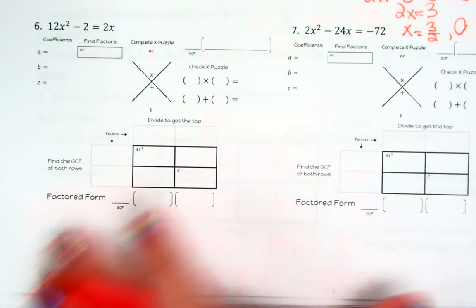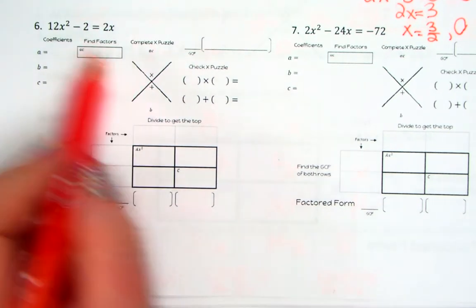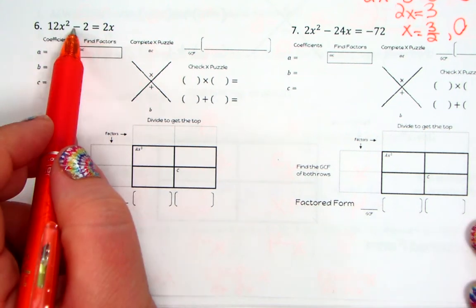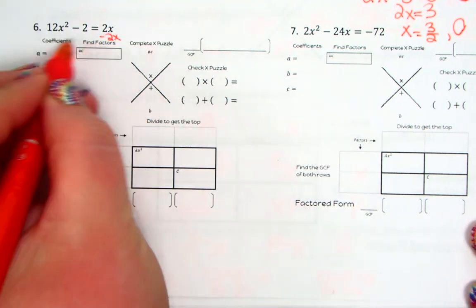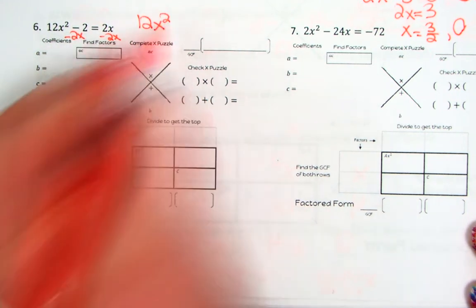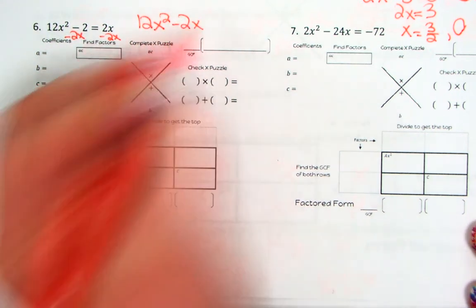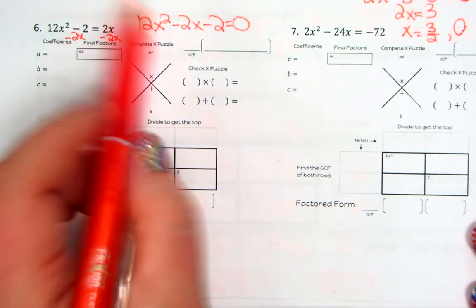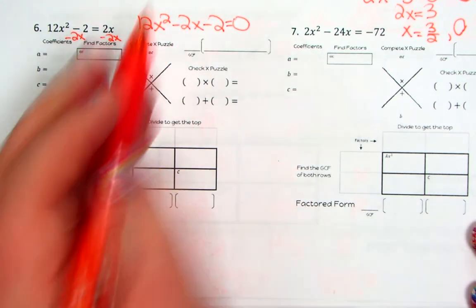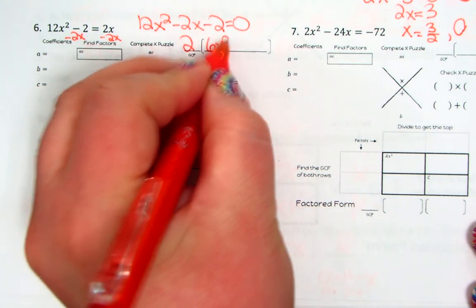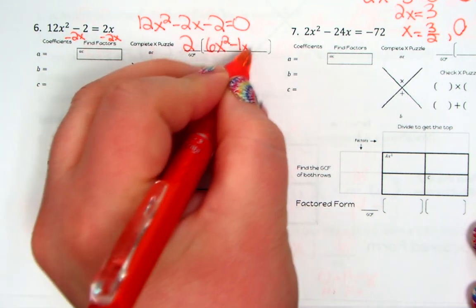Last two. So again, this is not set up for me to do factoring off the bat. I have to subtract that 2x from both sides, and put it into standard form. So 12x squared minus 2x minus 2 equals 0. Can I take something out of all the pieces? Yes, I can take a 2 out. And that leaves me with 6x squared minus 1x minus 1.